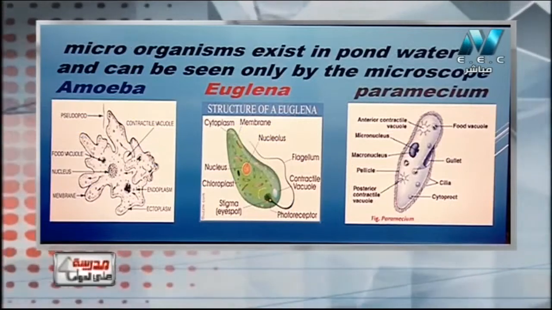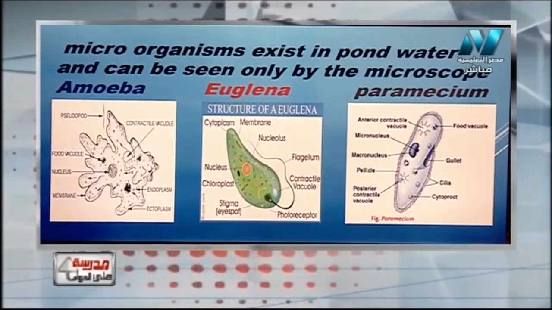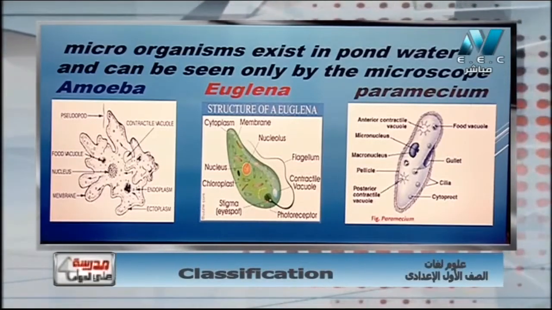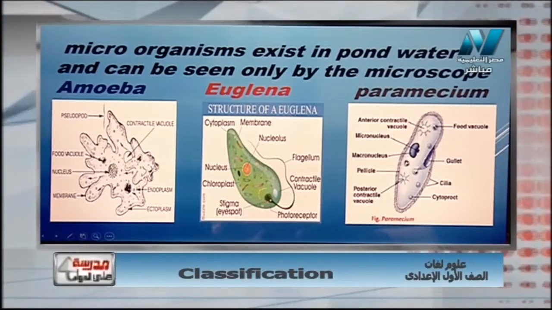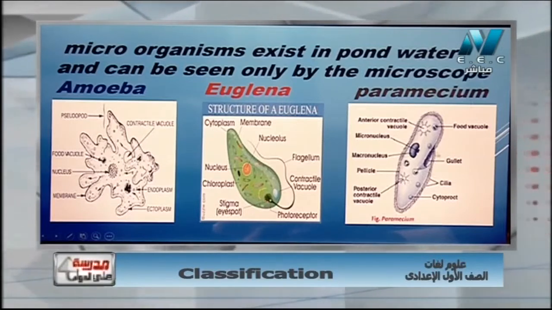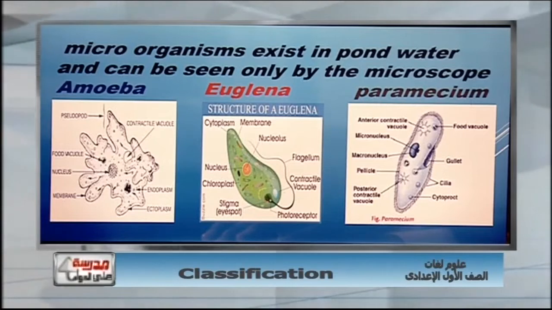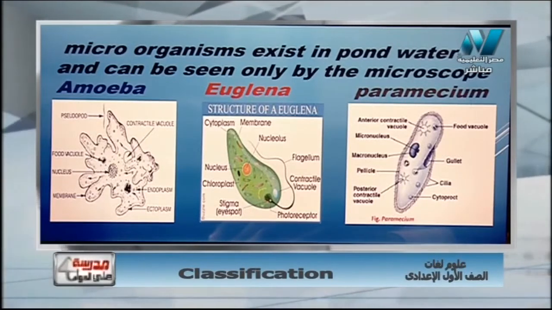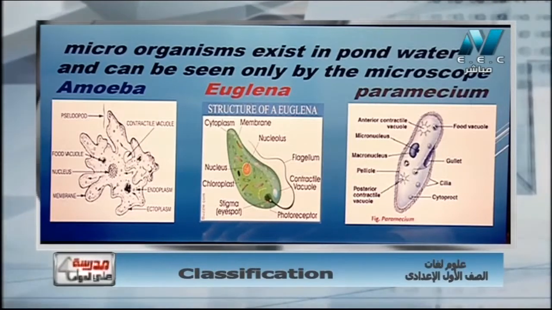Microorganisms exist in pond water and can be seen only by the microscope, as I said to you before. Like amoeba, this is amoeba. Number 2, Euglena. Number 3, Paramecium. It's like a shoe. Amoeba, Euglena, and Paramecium are microorganisms. And you have to notice that you can find these figures in the practical exam.